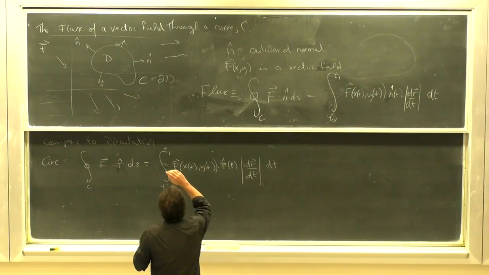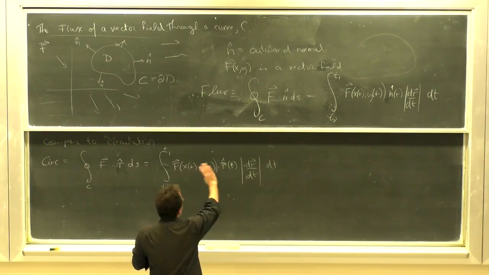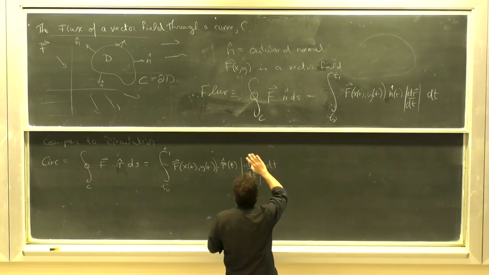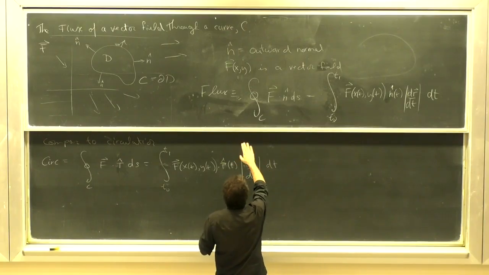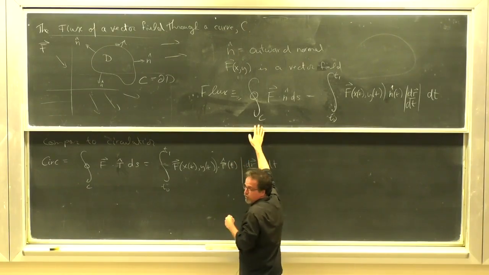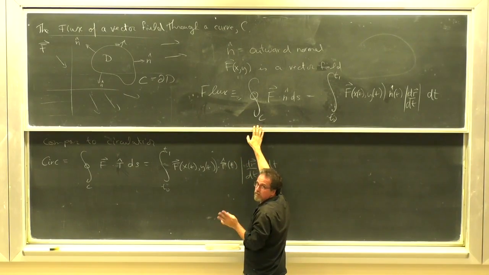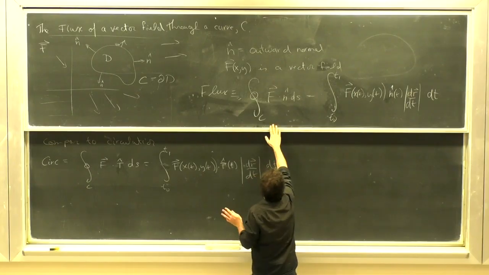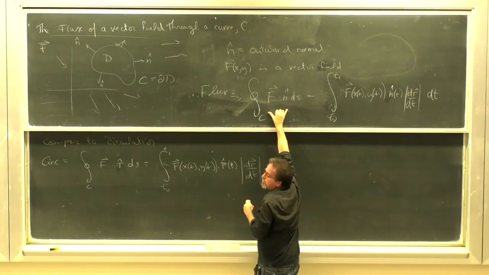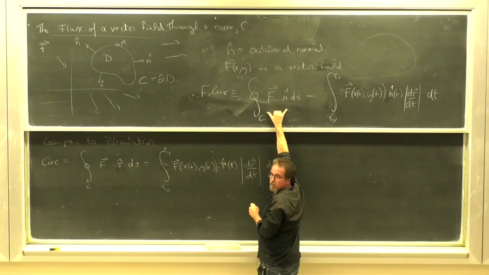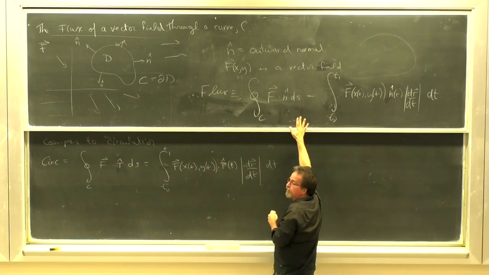So the flux is defined in the book, and it's a very important quantity we're going to understand. The flux is equal to the integral around a closed curve. It makes sense only around a closed curve of F dot n, so this is the normal component of the vector field, line integrated around the curve.